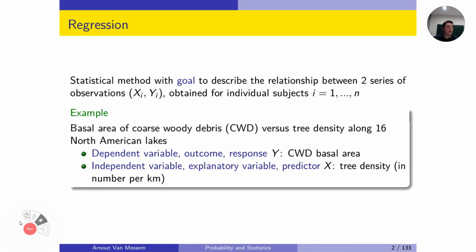In the example that we will be using, we will try to predict the basal area of coarse woody debris by looking at the tree density. The basal area of coarse woody debris is the area in a forest which is covered with dead trees or dead trunks. So we measured 16 locations, 16 North American lakes. We measured on the one hand the tree density, which will become our variable x, and we also measured the basal area, which is then the outcome variable y.